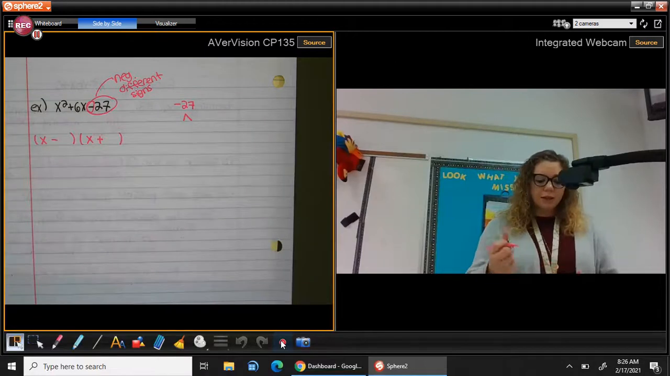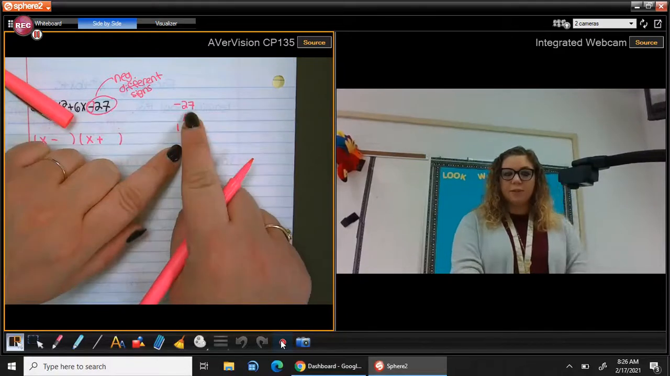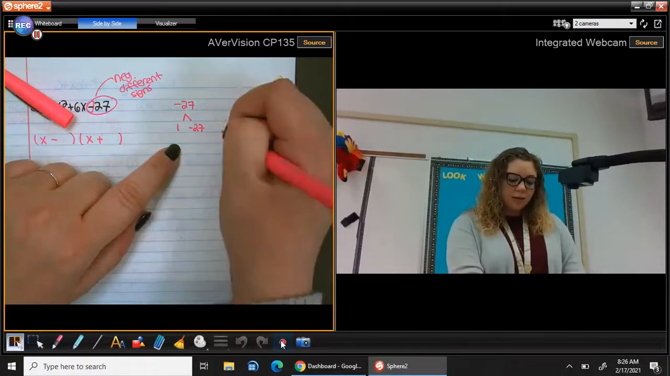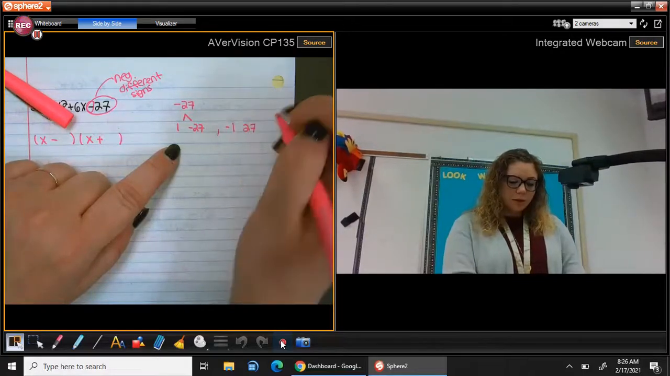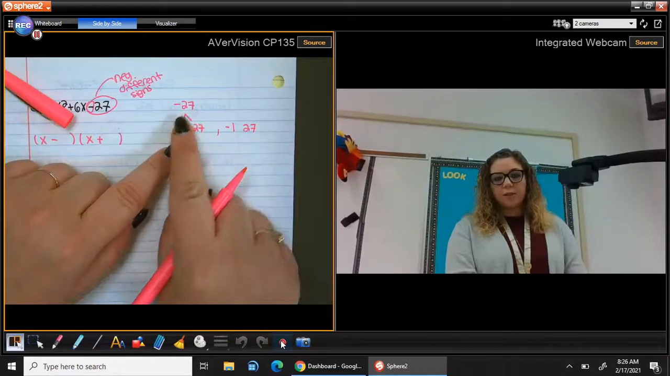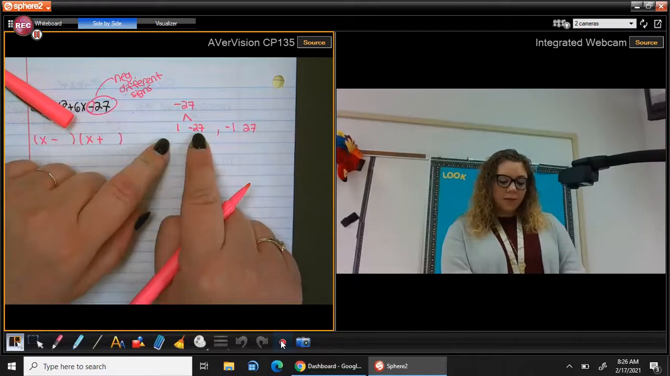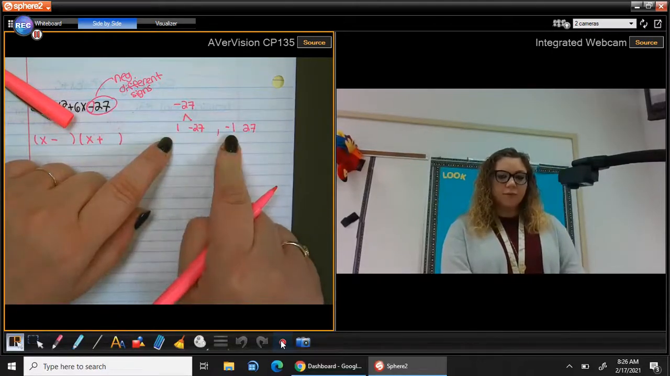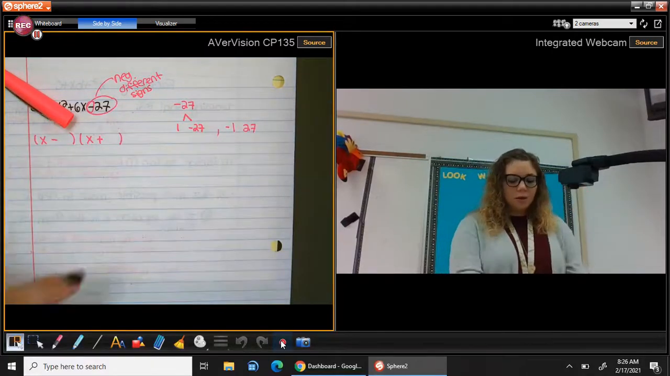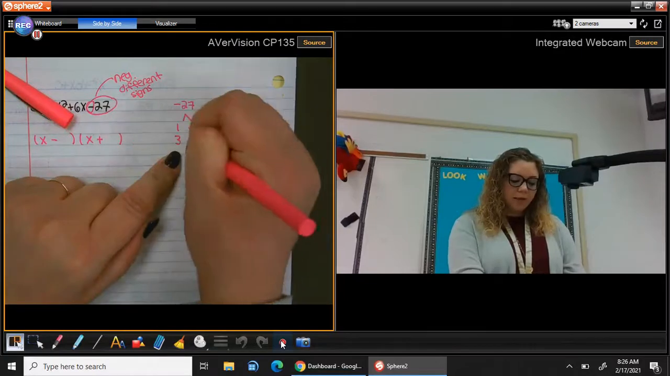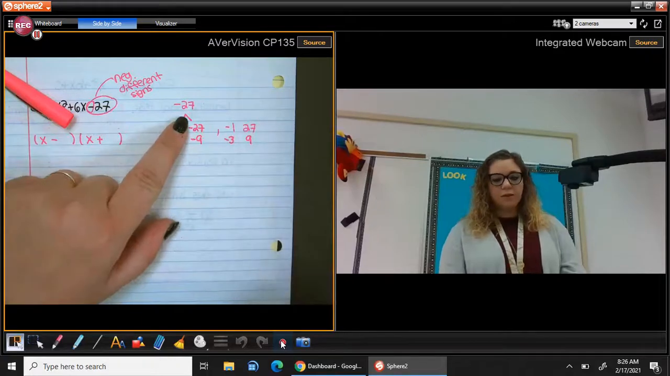Okay, so let's do 27. I have 1 and negative 27. 1 times negative 27 is going to give me negative 27. But I could also have negative 1 times positive 27. Both would give me negative 27. So you need to have both combinations. Negative 1 times positive 27 will also give me negative 27. You need to write all of those. And then 3 times negative 9 will give me negative 27. So negative 3 times positive 9 will also give me negative 27.